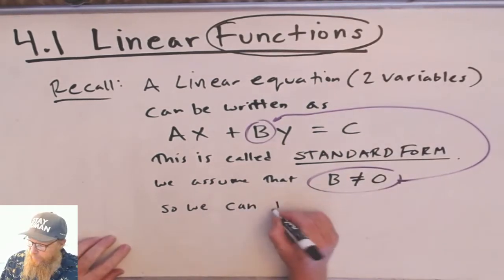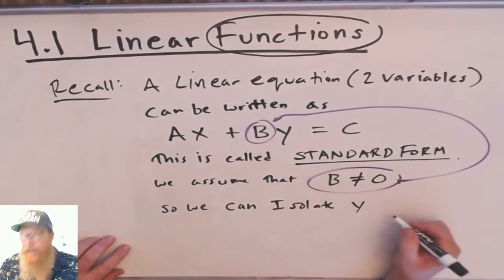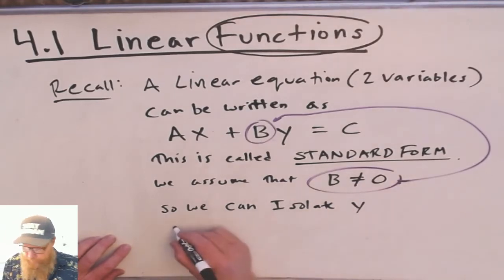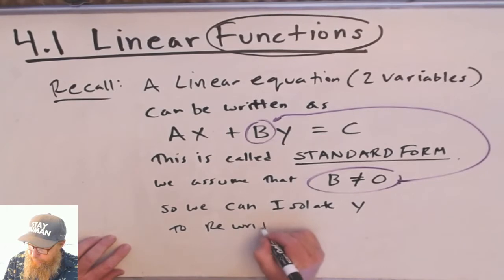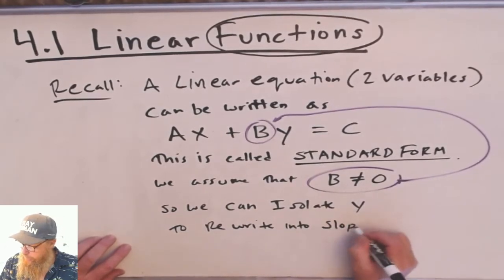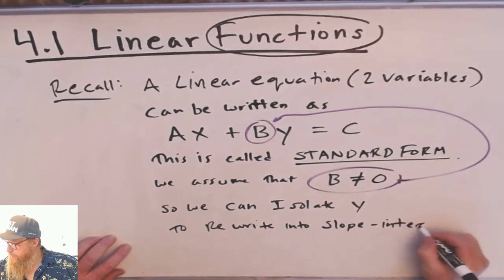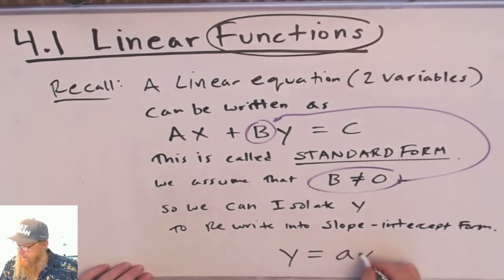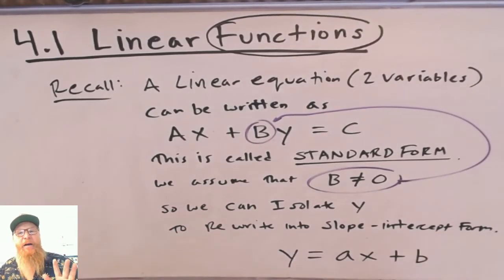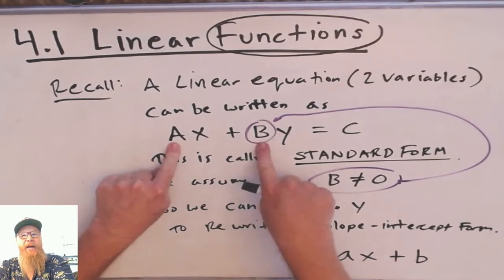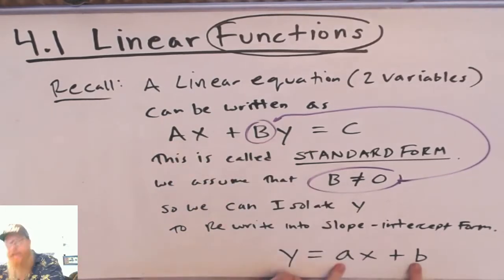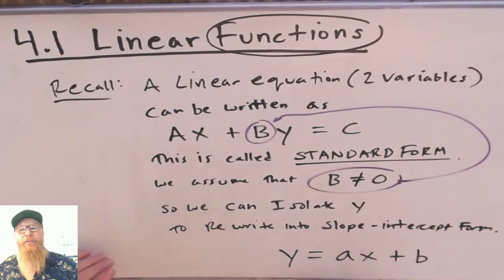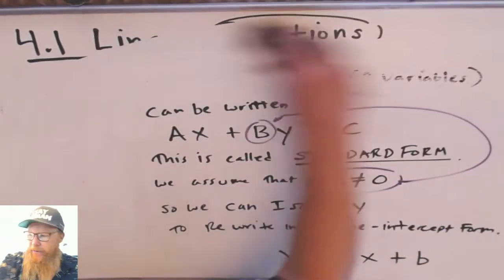So we can isolate the y, and this is called slope-intercept form: y equals ax plus b. Now I will point something out. Capital A and capital B are not the same as lowercase a and lowercase b. I know, I had to do it, but it's just the way it is. Let me explain how that works.